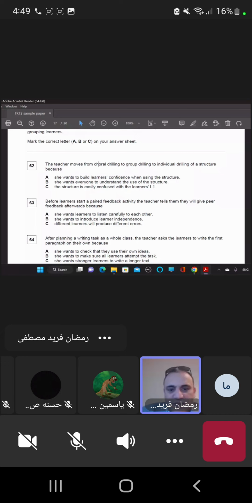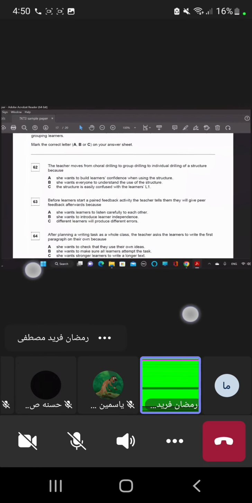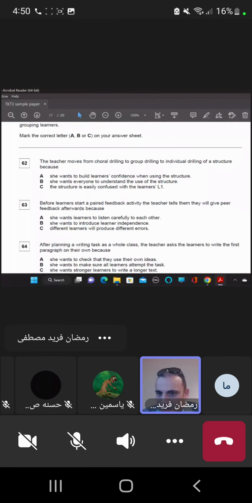Before learners start a paired feedback activity, the teacher tells them they will give peer feedback afterwards because. Again, before learners start a paired feedback activity, meaning each one gives feedback to his partner, the teacher tells them they will give peer feedback afterwards because. What is the reason? She wants learners to listen carefully to each other. She wants to introduce learner independence.